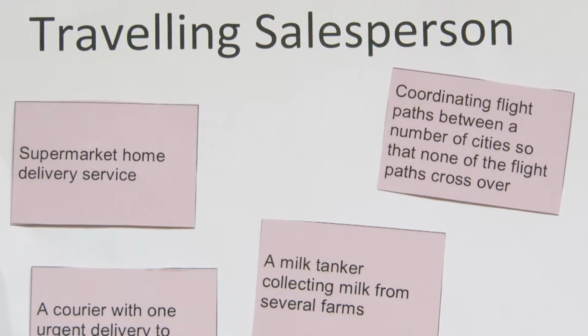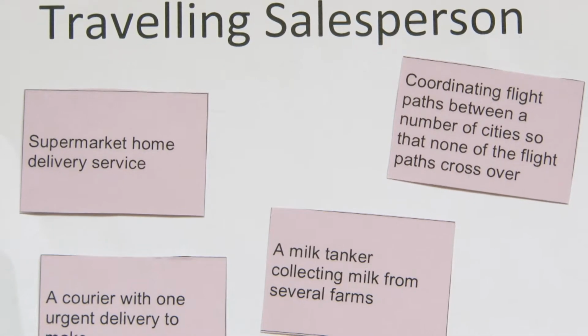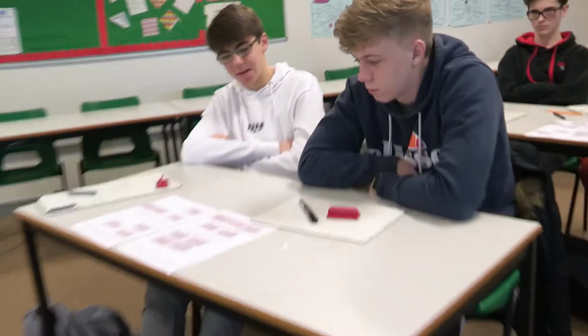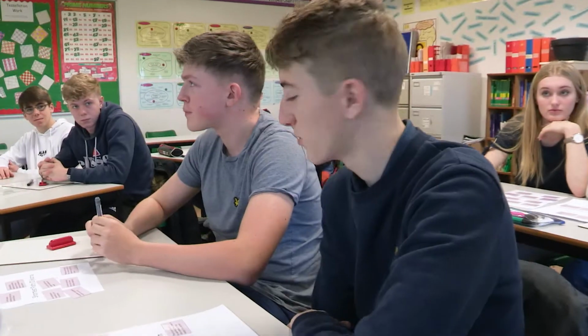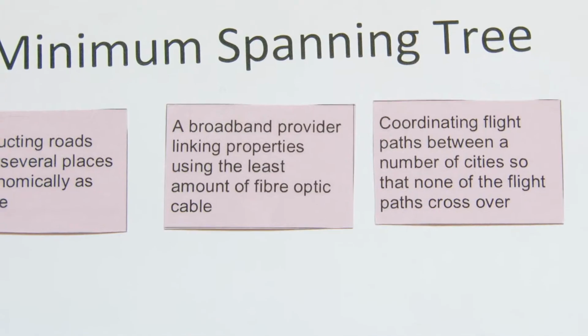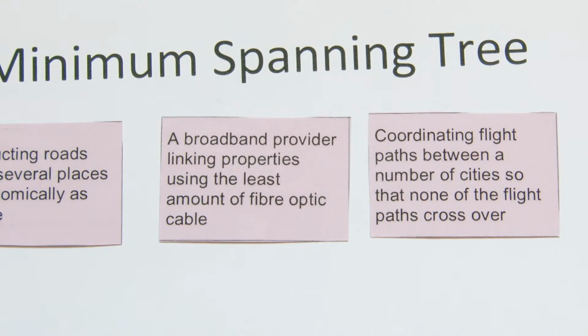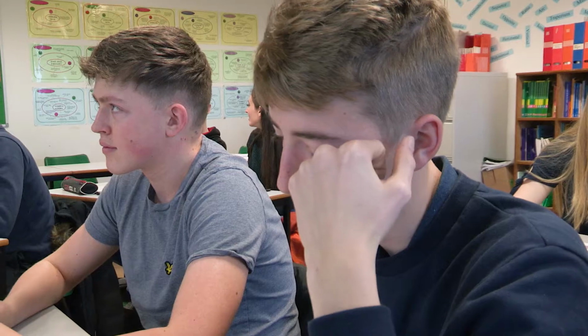Coordinating flight paths between a number of cities so that the flight paths don't cross over. Any other pair like to say where they put that one and perhaps justify their decision? We put it in the route inspection one. You don't need to go on any of the roads twice, so you don't want any paths to cross over. We put on a minimum spanning tree. You want them all to be connected, but you don't really want them to cross over, so you didn't think you really want to go back on yourself at all.